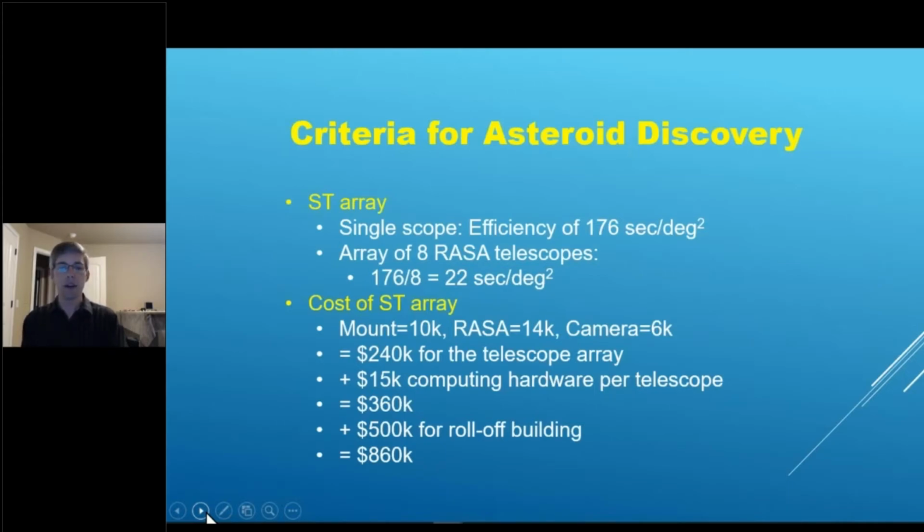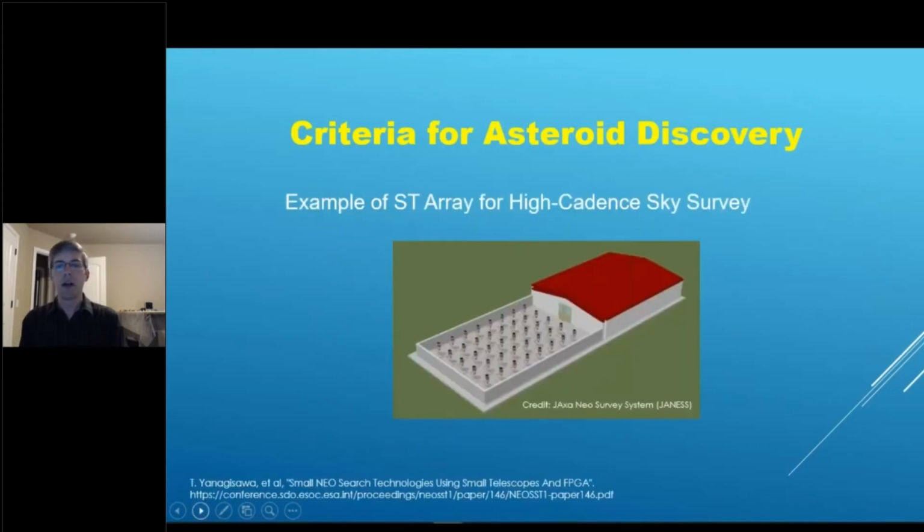And if you figure out the cost of this, let's suppose some budgeting for mount, camera, and telescope, it's $30K per instrument, and then 8 of those, $240K. And then you budget for computing hardware, and then finally say $500,000 for a roll-off building to house them. You're still under $1 million, and that's still an order of magnitude more cost-effective than a custom 1.5 meter instrument with a custom camera. So as you can see in this diagram, we have a roll-off building to house this array. A roll-off building is very efficient for this purpose.